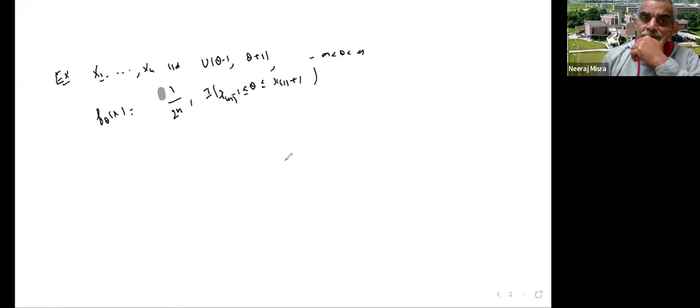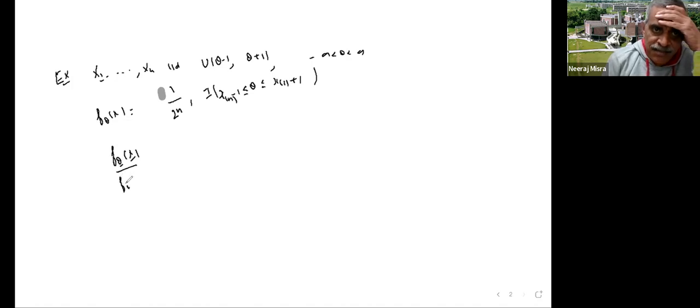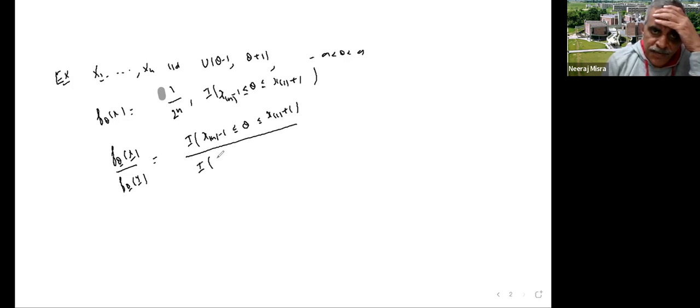This is the density. Now I look at f theta x upon f theta y. It would be 1, indicator that xn minus 1 less than or equal to theta less than or equal to x1 plus 1, over indicator that yn minus 1.